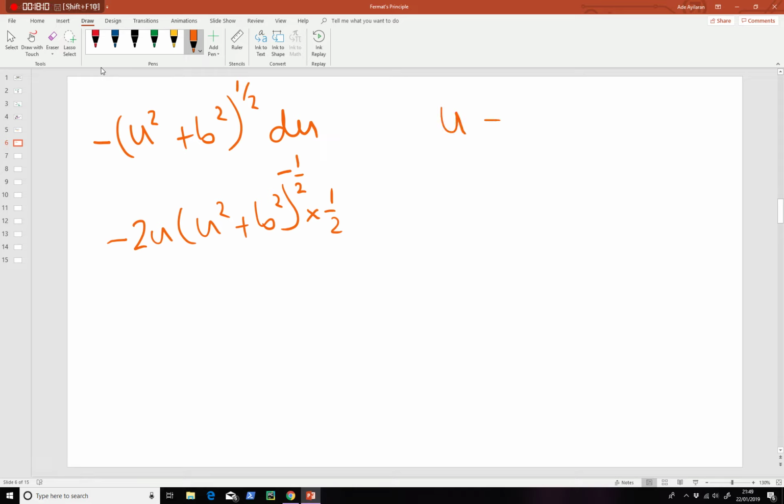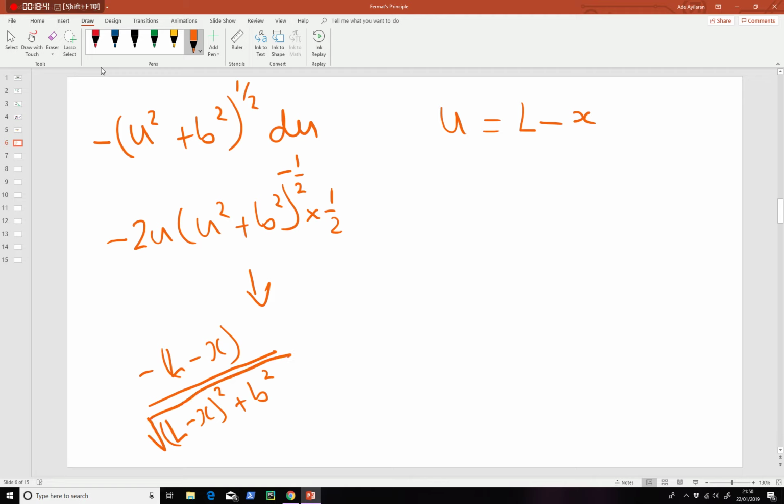Now remember that we said that u equals L minus x. So that whole thing eventually becomes minus 1, because the half multiplied by the half is just minus 1, and we don't need to write the 1. L minus x. And then underneath, I can bring that down. That becomes L minus x all squared plus b squared to the root.